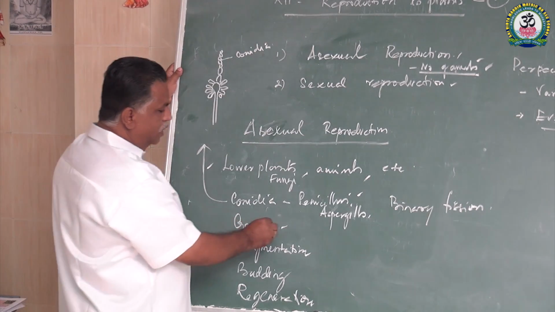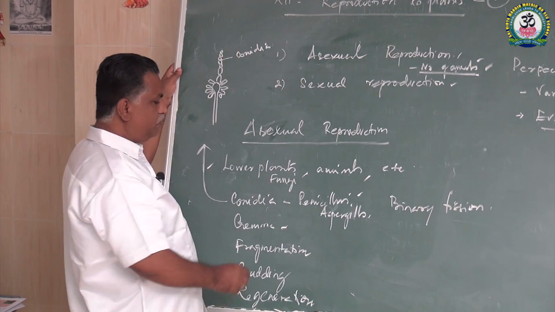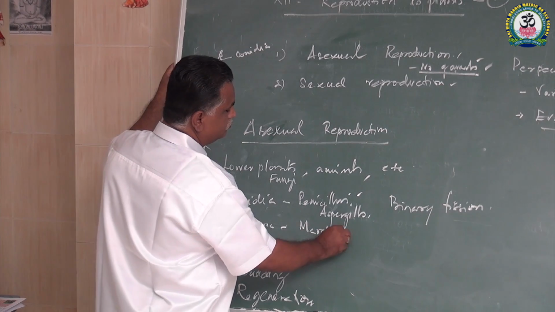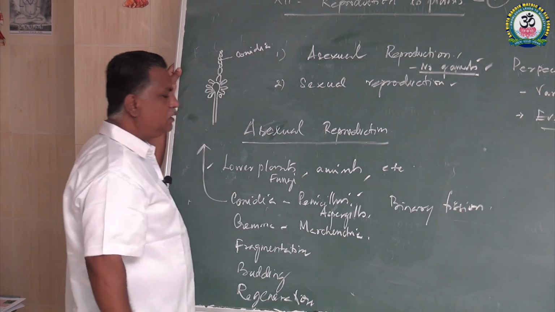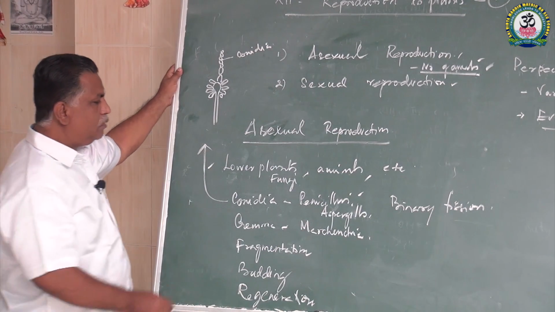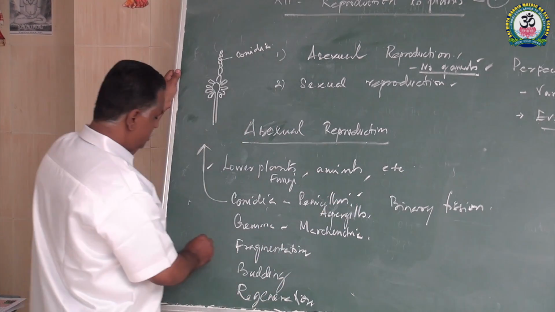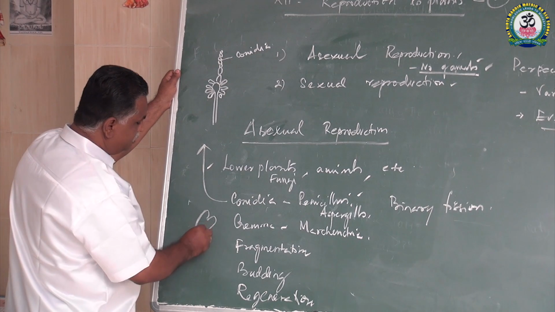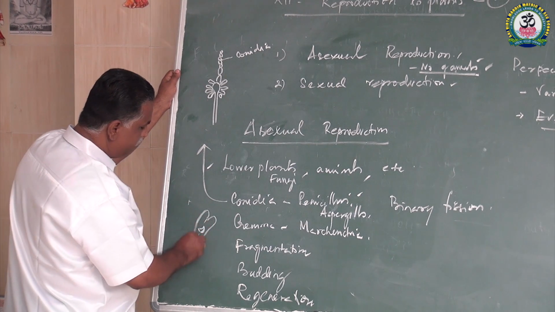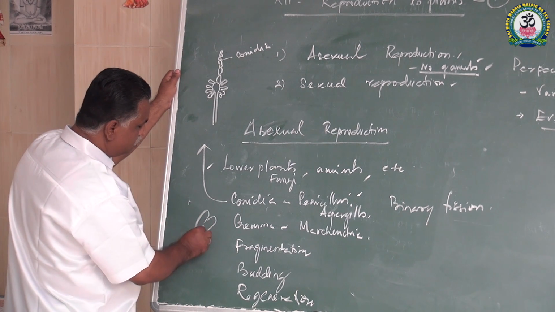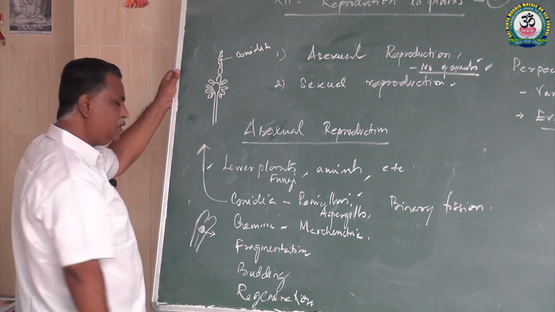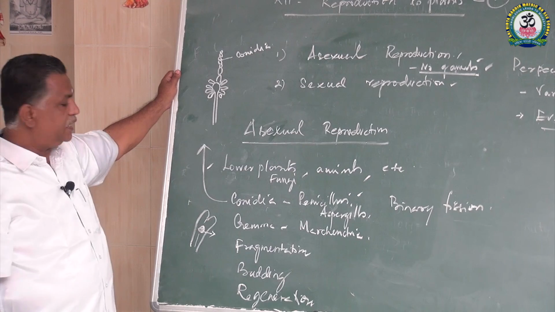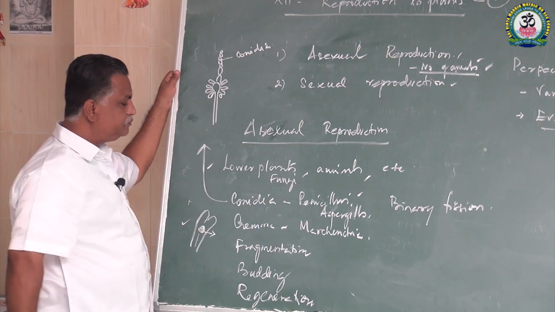And gemma. Gemma cups are produced. This is a method of asexual reproduction adopted in Marchantia. You know, Marchantia comes under bryophytes. In the Marchantia thallus, a cup-shaped structure near the median ventral groove is produced, and this can be detached. In due course, this is detached from the plant, falls on a suitable substratum and produces a new plant.